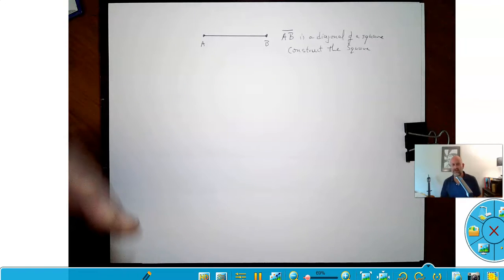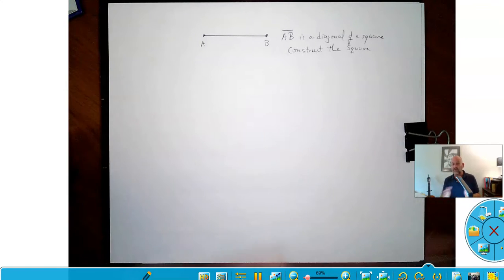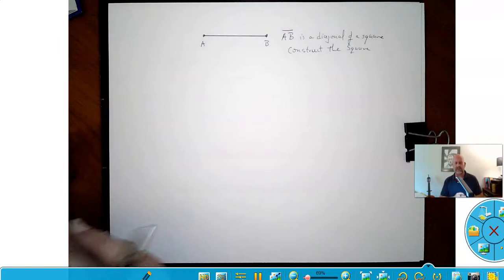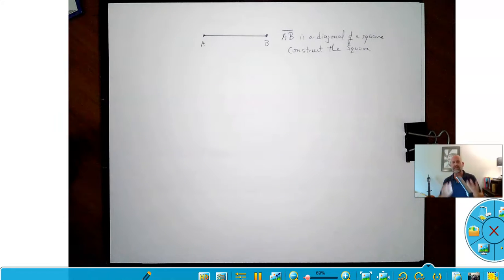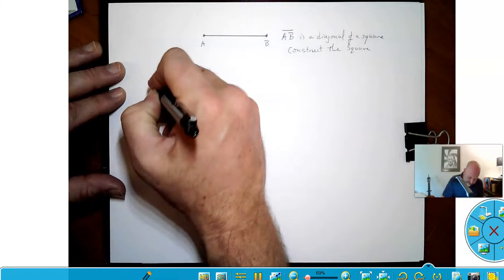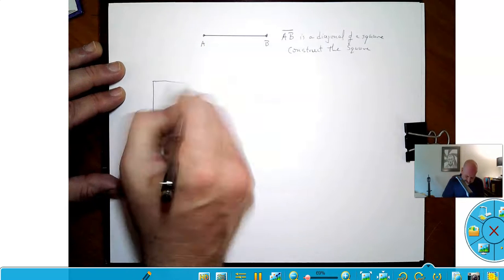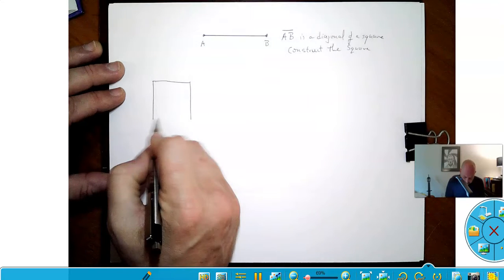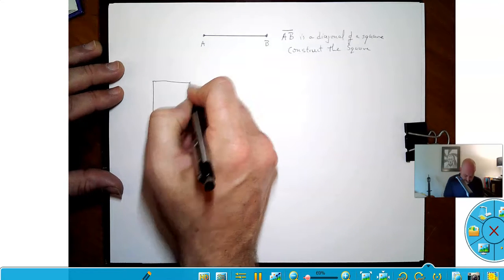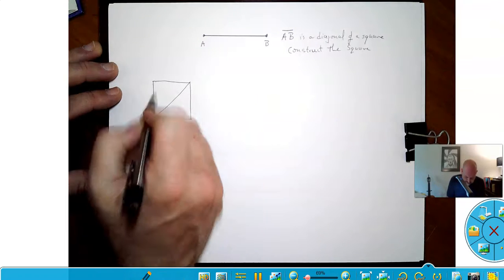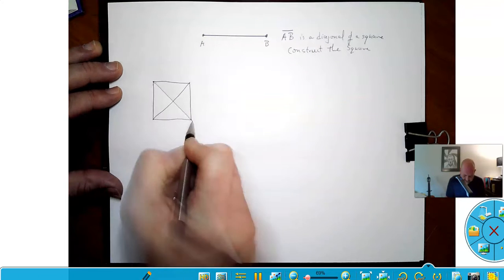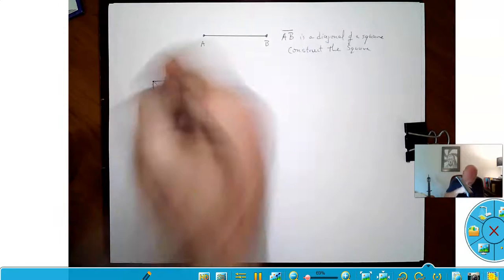So before you get started on something like this, because there's no standard, well, there are standard ways to do these, but it's a creative construction. So let's go ahead and take a look. I'm just going to do a little sketch here of a square and take a look at what the diagonals do, right? Okay, so what do we know about the diagonals?